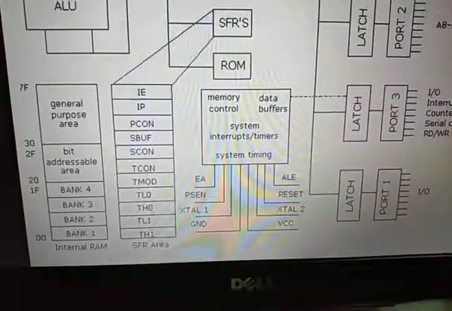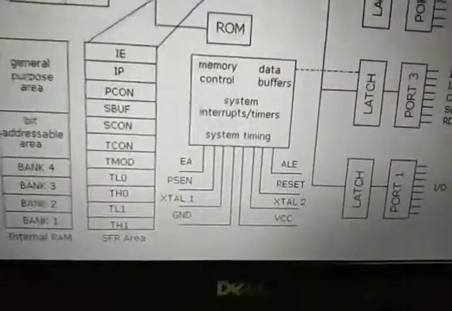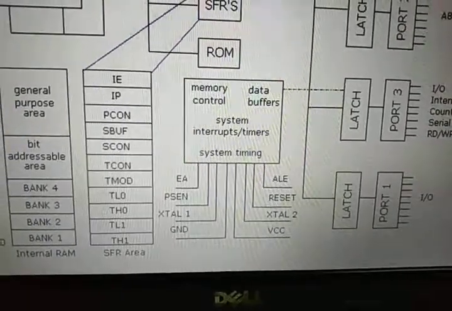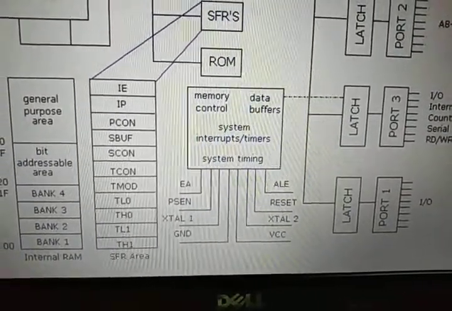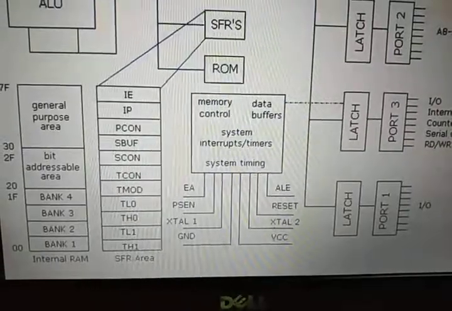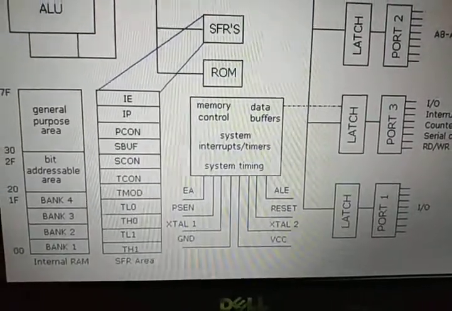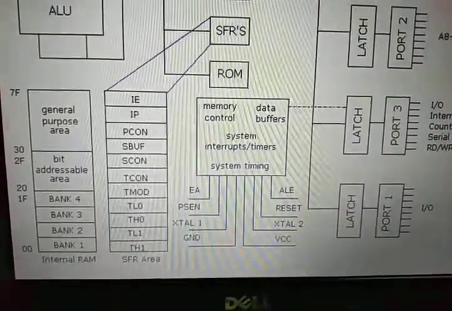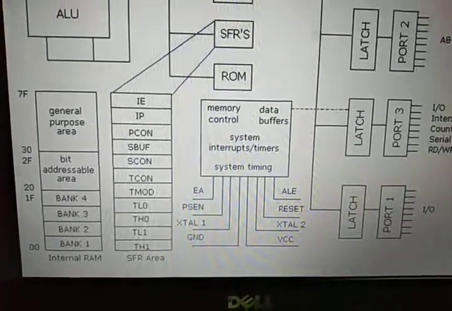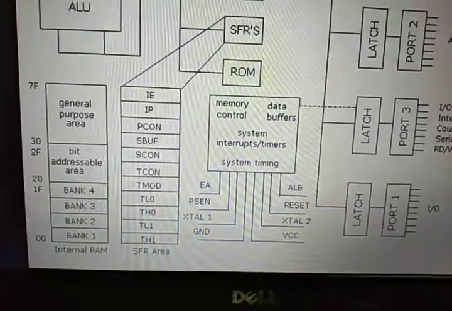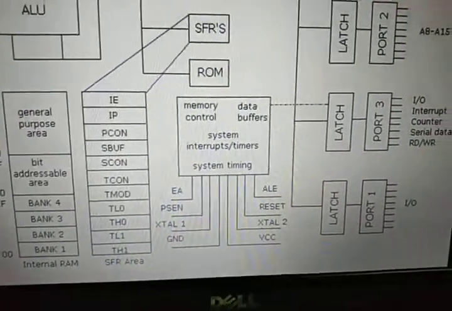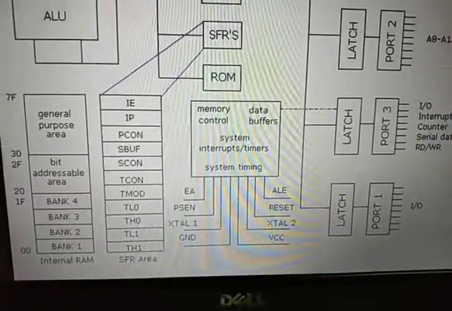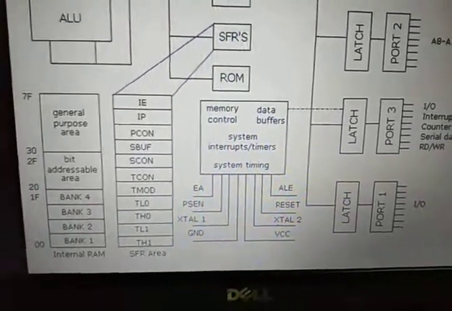Here there are 2 signals which are power related: one is ground and the other is VCC. On the left hand side, EA stands for external memory access, and PSEN stands for program storage enable. XTAL1 and XTAL2 are clock related signals. ALE is the address latch enable, and then there is the reset operation.